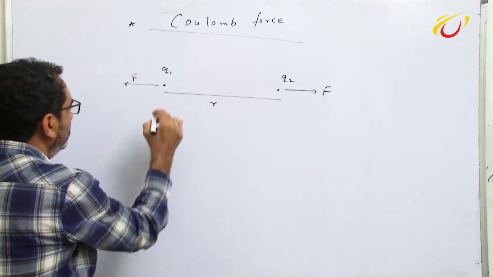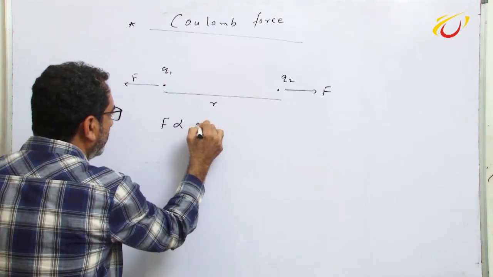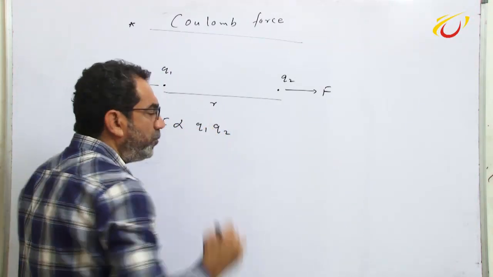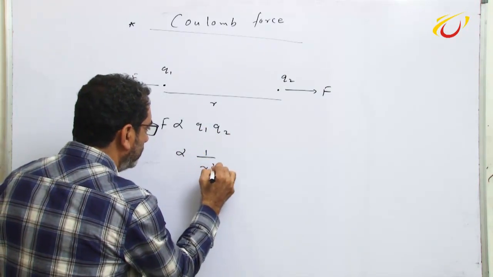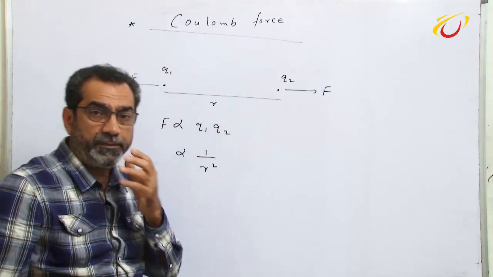Coulomb says that the force will be directly proportional to the product of the charges. He says that it will be inversely proportional to the square of the distance between them.